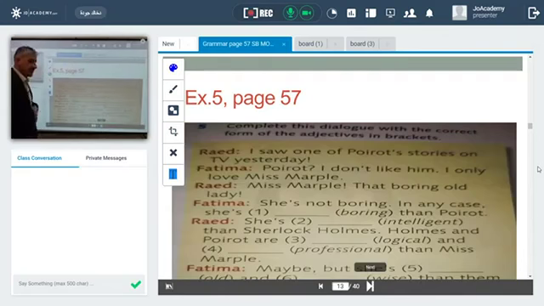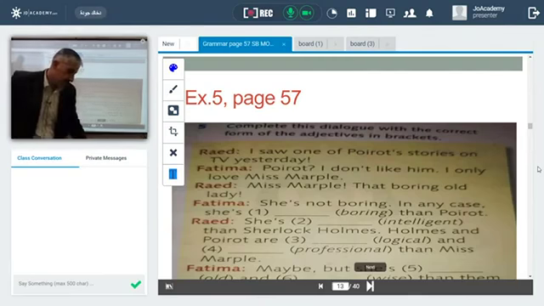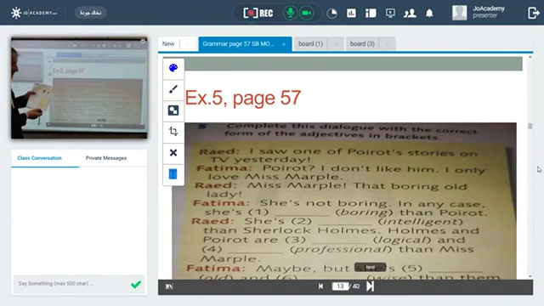exercise 5, page 57. Okay, let's look at page 57, exercise 5. Here, as you can see, we need to complete the dialogue with the correct form of the adjectives in brackets. Then after that, we need to listen again and put the right adjective in its place. So please look at the form. We have 7 gaps, and at these 7 gaps, I'll try to read and help you with them.